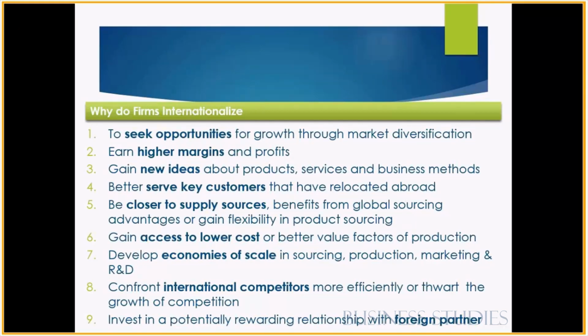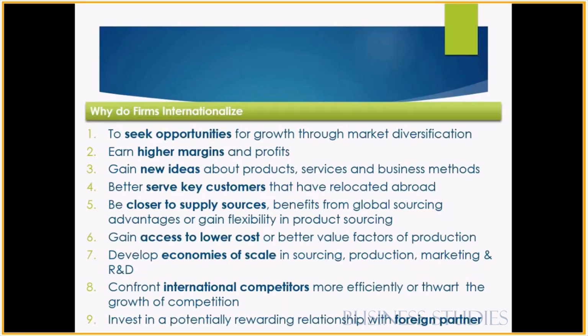The third point is to gain new ideas about products and services, right? At certain times, companies have motives to gain new ideas or new ways to improve their products or services when they go into international markets. That means they are exposed to new technologies, which can give them better avenues to improve the products and services they offer in the local market as well. The fourth point is to serve key customers in a better way.